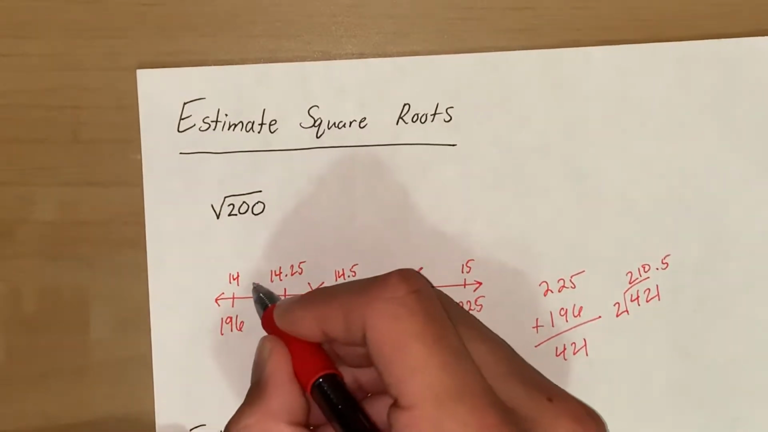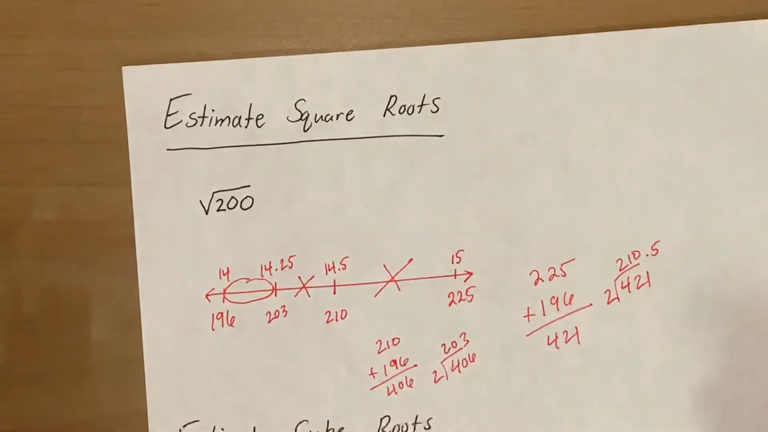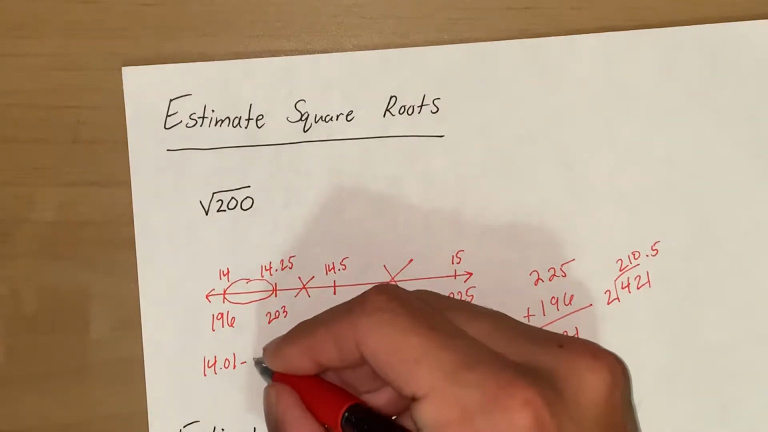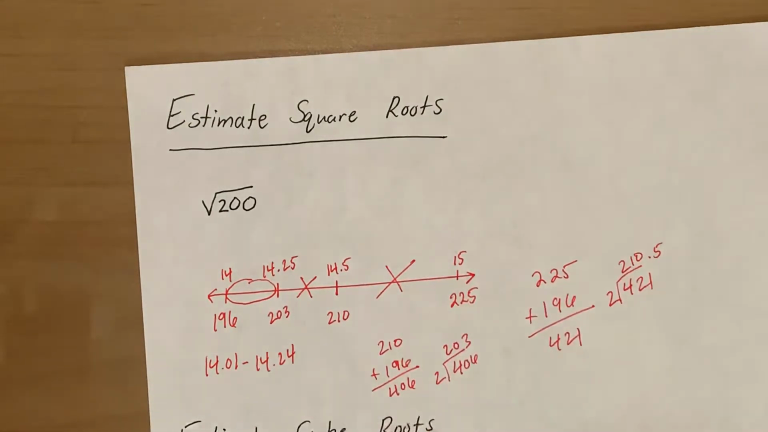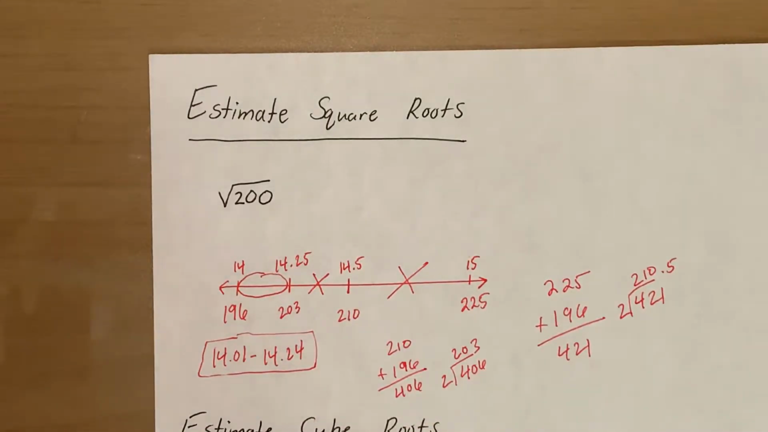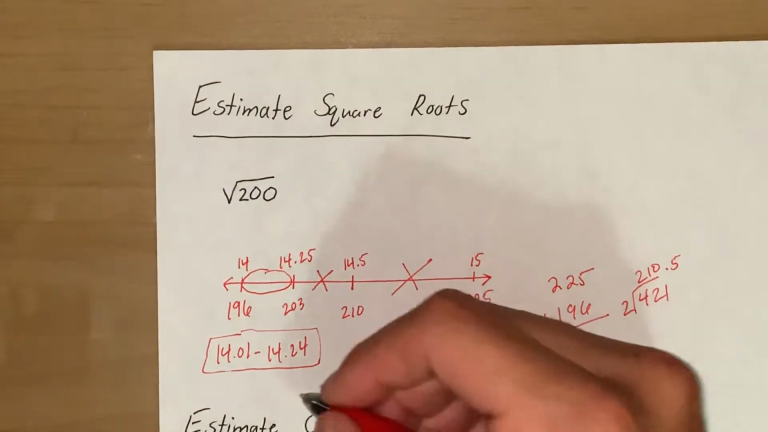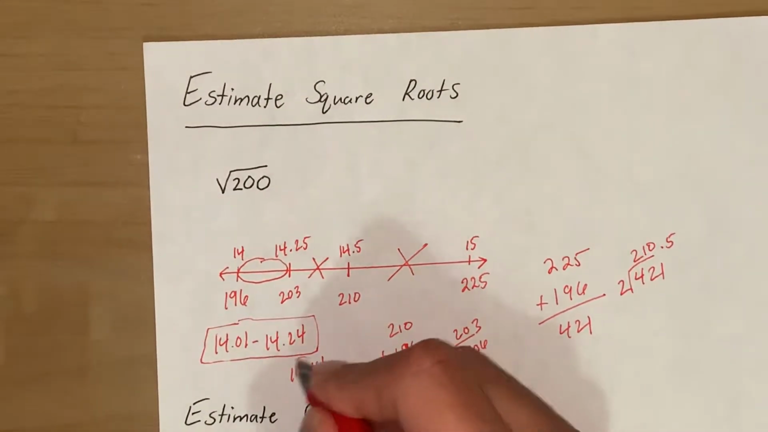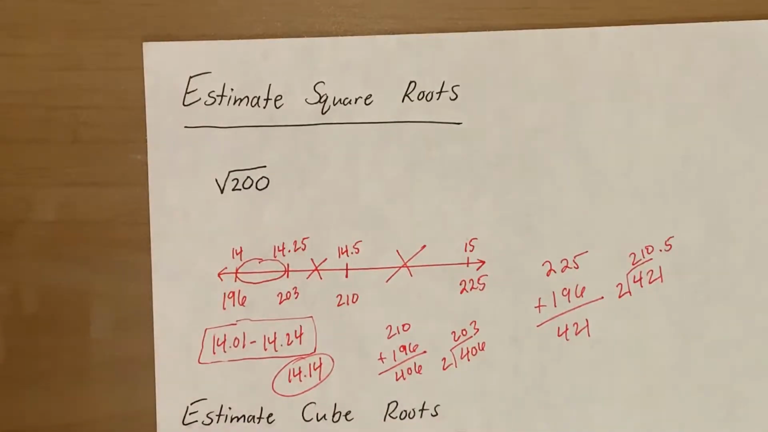So I can say that my answer, I know it's not 14, I know it's not 14.25. So it's got to be between 14.01 and 14.24. Somewhere in this range is my answer. Okay, so now from here I can just guess anywhere between 14.01 and 14.24. All right, so I'm going to go with 14.14, and that's my answer. So once again, I could have said 14.02, 14.10. All those would be estimating of that square root.